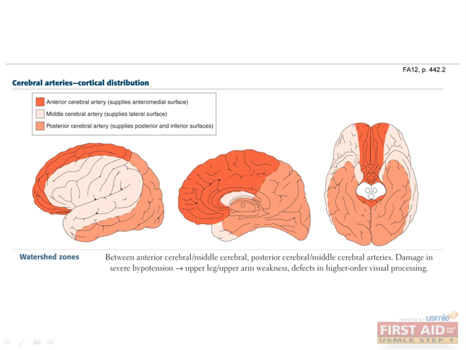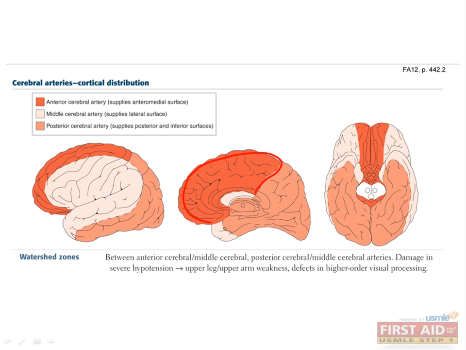The brain receives blood from the anterior cerebral artery, the middle cerebral artery, and the posterior cerebral artery. The anterior and middle cerebral arteries are derived from the internal carotid artery, and the posterior cerebral artery is derived from the basilar artery. All three arteries anastomose at the circle of Willis.